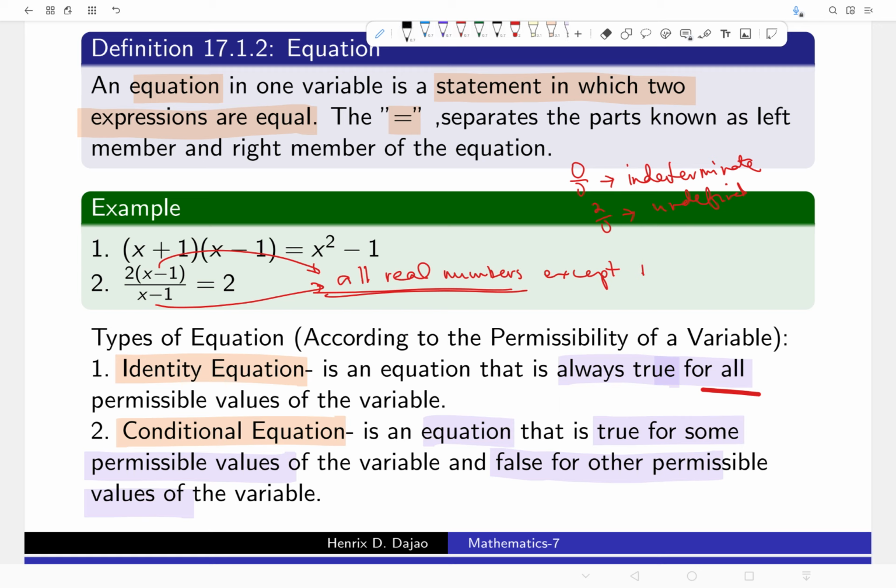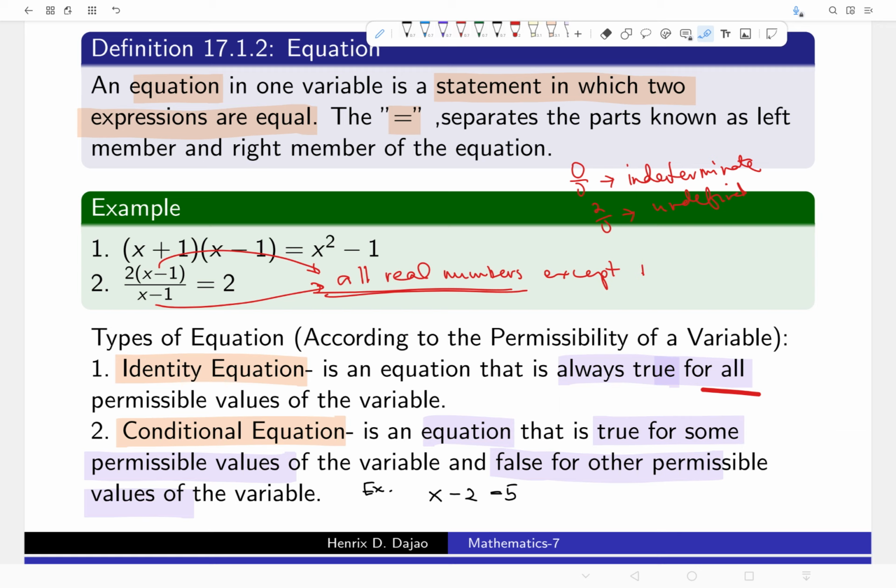An example of a conditional equation is this: x minus 2 equals 5. Okay, x minus 2 equals 5 is a conditional equation. Why? Examine first the permissible values of x. You can substitute any value of x, because if you substitute any value of x, the left side will always be defined. So it will never be undefined or indeterminate.